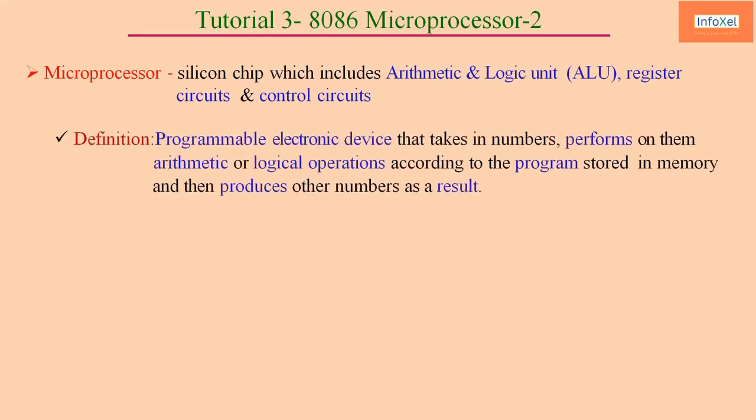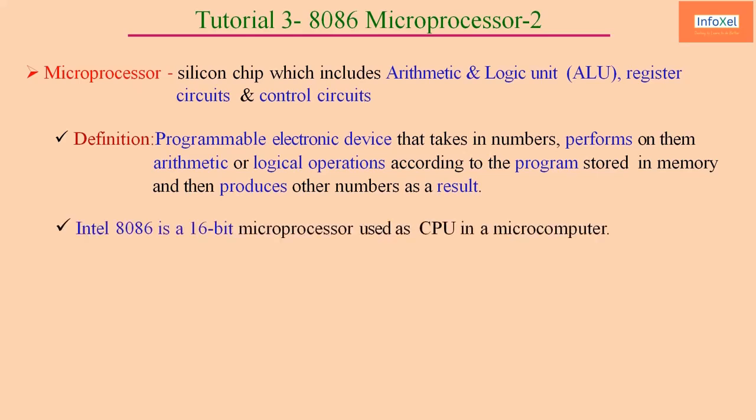So what is the definition of a microprocessor? It is a programmable electronic device that accepts numbers. Here the numbers are binary numbers, and it performs some operations, arithmetic or logical, on the accepted numbers according to the program stored in memory, and then it produces other numbers which are the output. It is called the result.